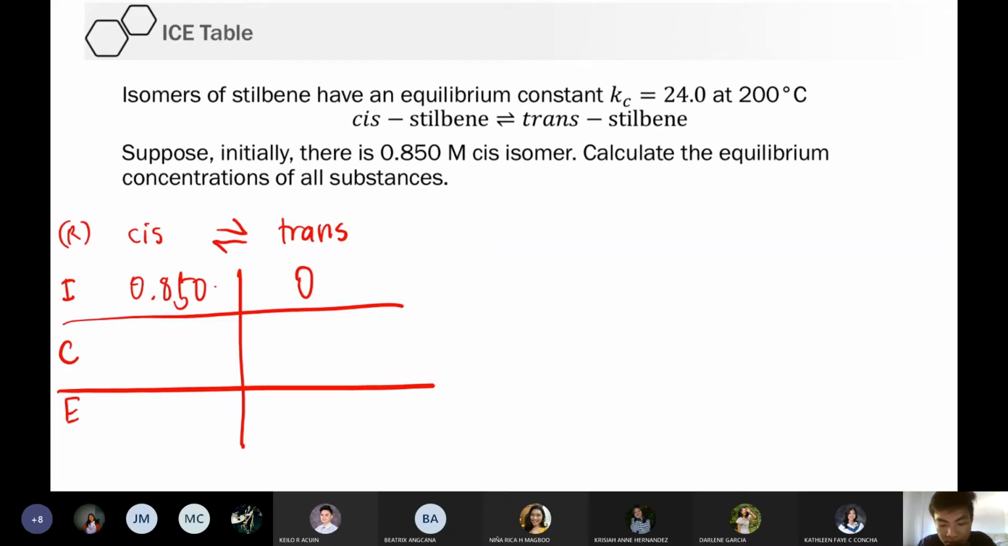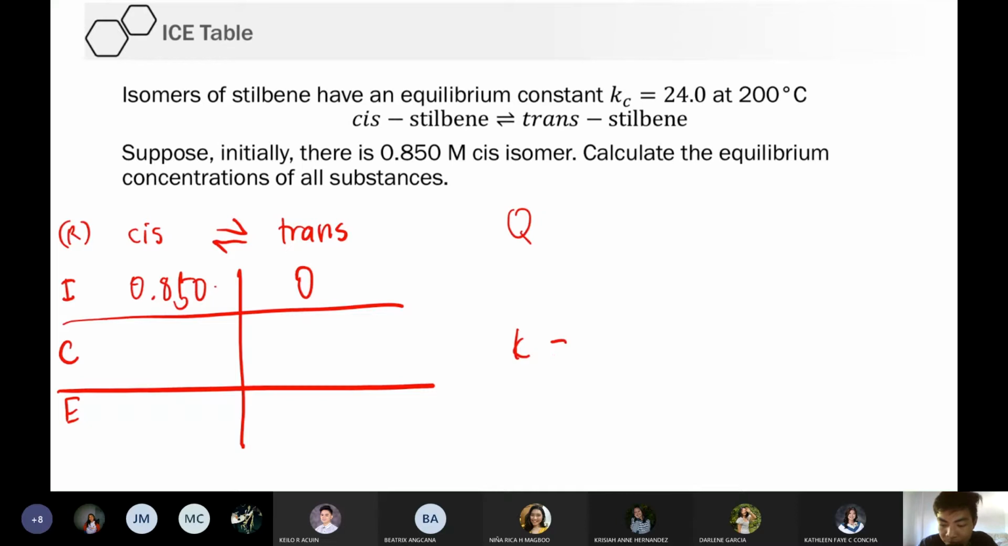Okay, so cis is 0.85, trans is 0. How about C, the change? As I told you last time, the change for our species could be positive or negative for the reactant or the product side, depending on how the reaction is proceeding, or where the reaction is going. For this particular case, you may want to check the value of Q and K. So you're going to compare Q and K so you can tell which one is positive, the reactant or the product side. So let's compare Q with K.